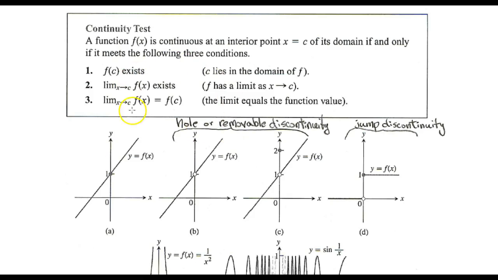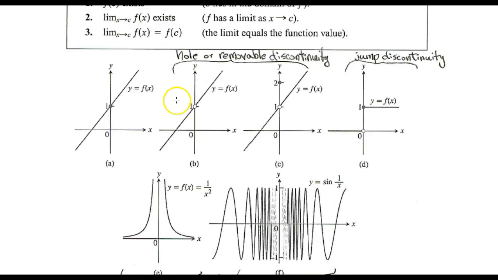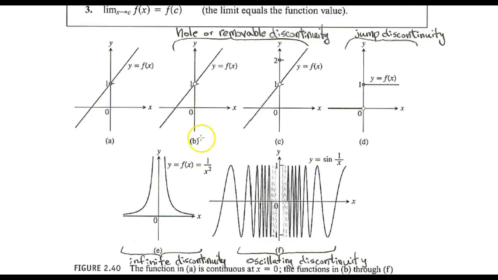To actually test for continuity, we have three things we have to check now, right? You have to make sure that the function value at the point we're interested in exists. The limit as x approaches c of that function exists and actually has to be that function value f of c.